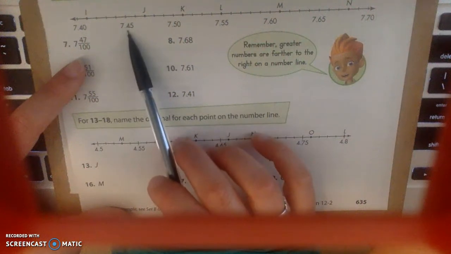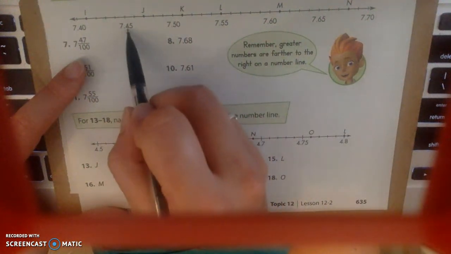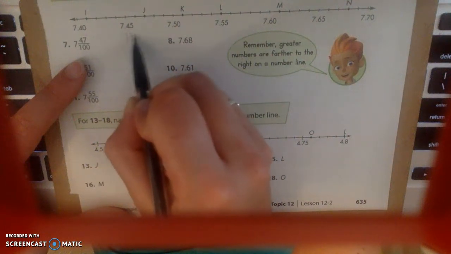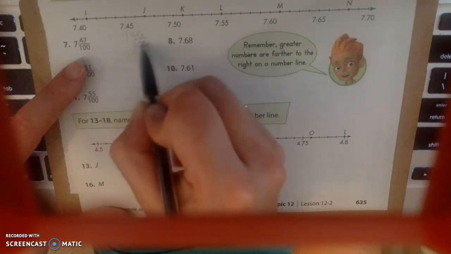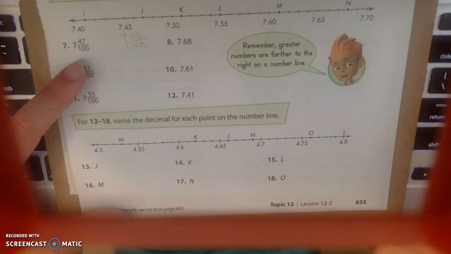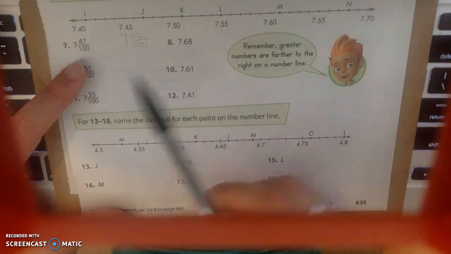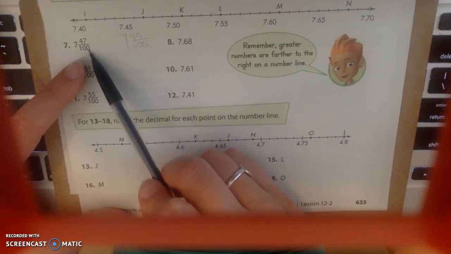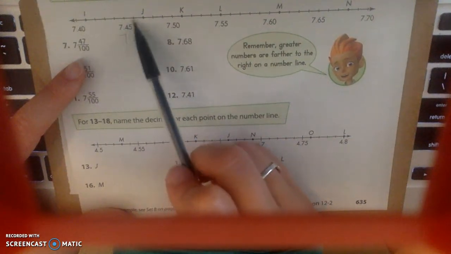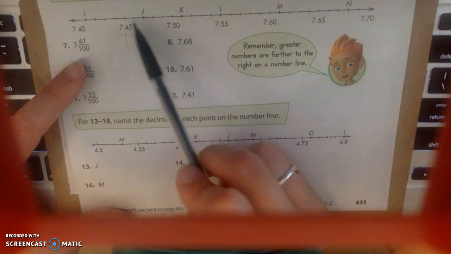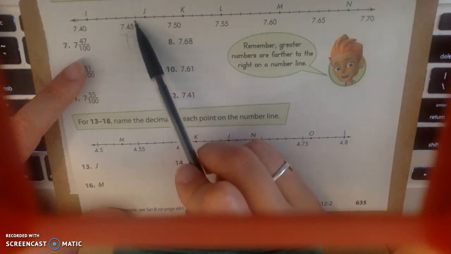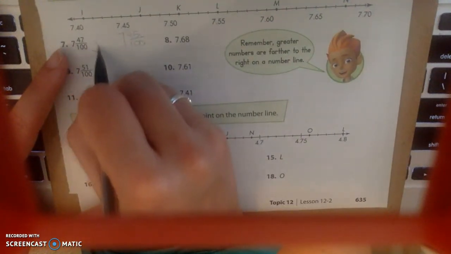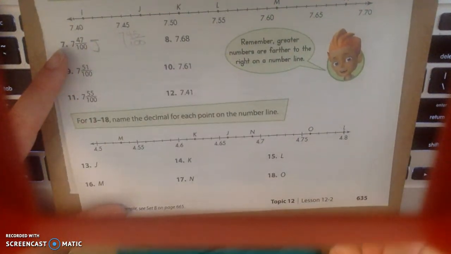So if you wanted to take 7 and 45 hundredths, you could write that as a fraction, 7 and 45 hundredths. Same thing. All we're doing is writing it as a fraction. So let's try to find 7 and 47 hundredths. We know that 47 falls between 45 and 50. So we've got 7 and 46 hundredths, 7 and 47 hundredths. So that is represented at point J. And you would just write J.